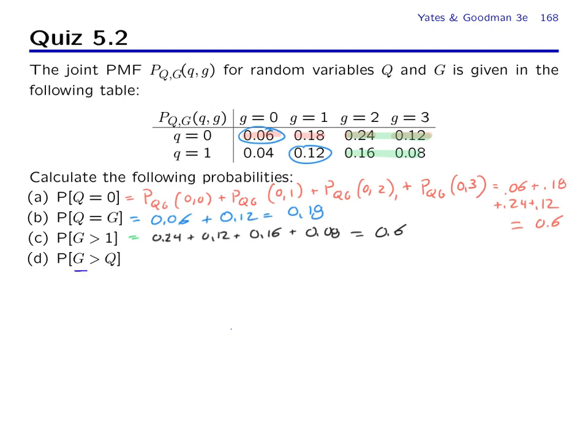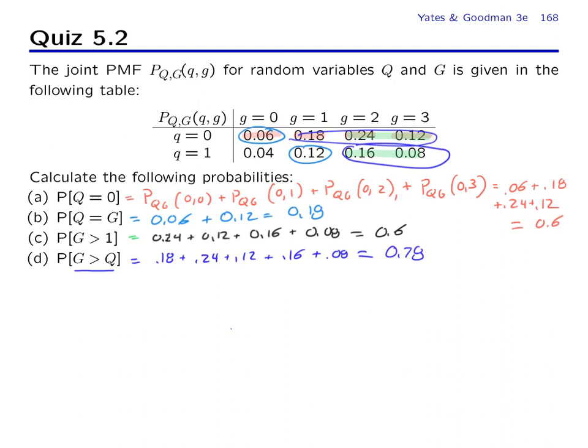Finally, in part D, we're asked what's the probability G is greater than Q? And that event includes the following pairs. It's for Q equals 0, it's all the G's greater than 0, these 3 pairs. And for Q equals 1, it's G equals 2 and G equals 3. And if you add up all of those probabilities, you get 0.18 plus 0.24 plus 0.12 plus 0.16 plus 0.08. And that adds up to 0.78.